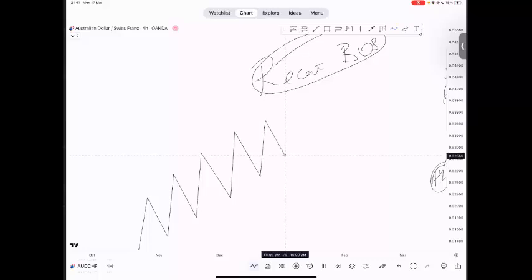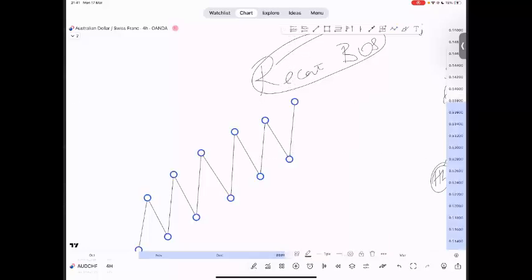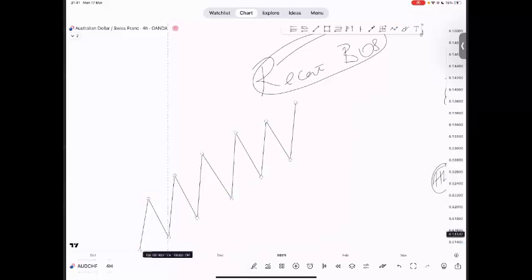And I told you that every higher low in an uptrend is a demand zone, and every lower high in a downtrend is a supply zone. But I told you that they are not all valid to buy or to sell from. Are they demand or supply zones? Yes. Are they all valid to buy or to sell from? No.